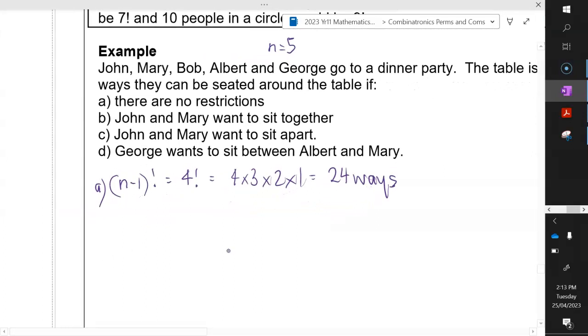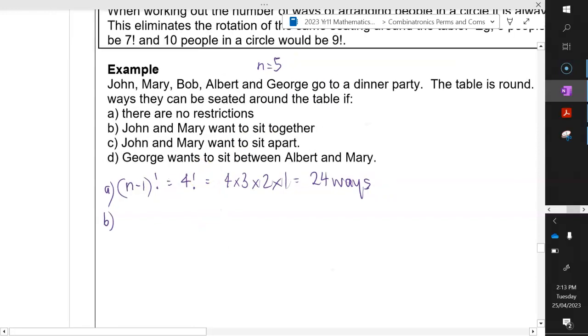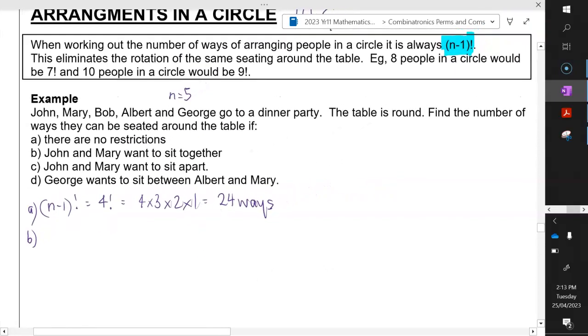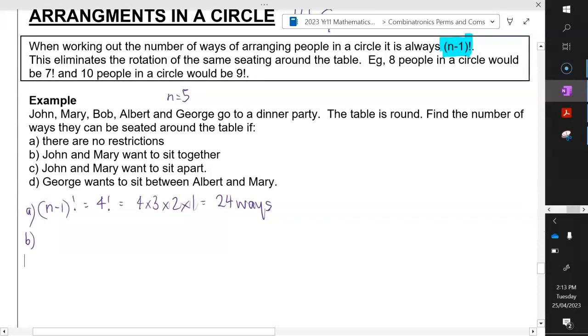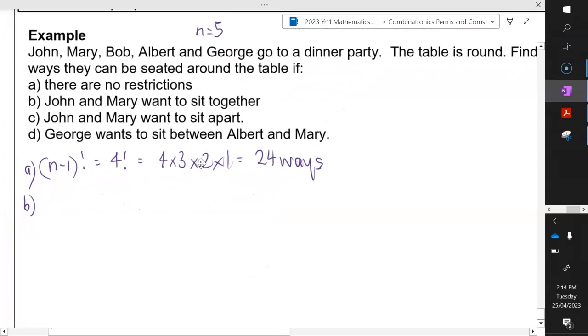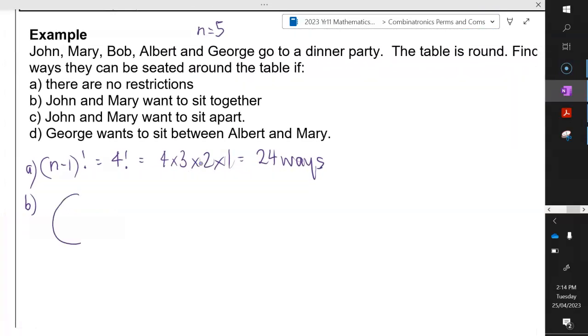Now, the rules that we're going to use for the next lot are going to take into account some of the rules that we've already done in our permutations and combinations questions in our previous exercises. So part B says there's 5 of them at the table's round, but John and Mary want to sit together. Now, like we've done before, I suggest we draw a diagram because visually that's going to make our life a lot easier with these.